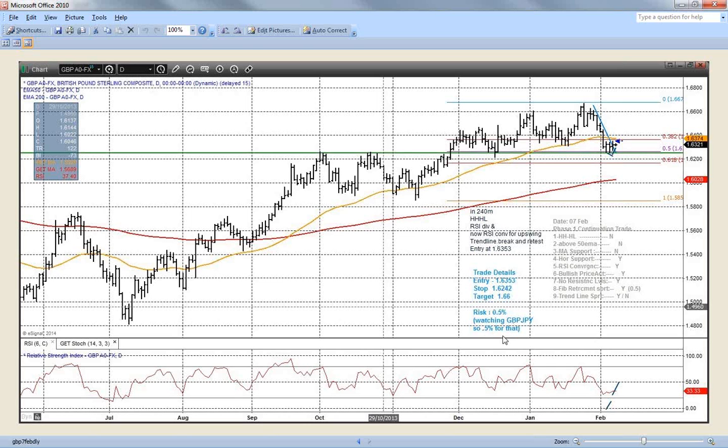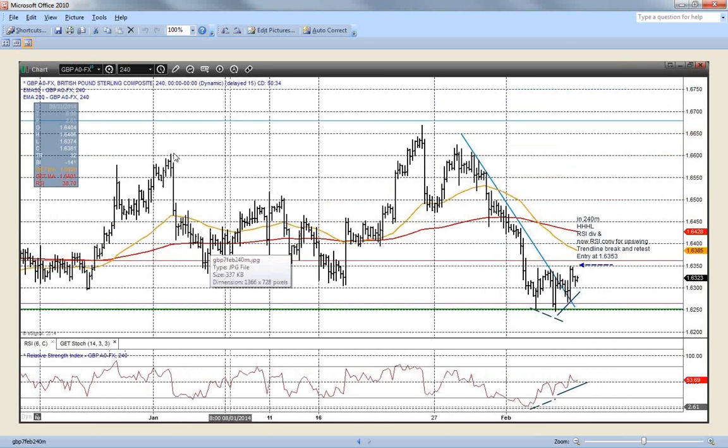0.5%. Watching pound yen. So this is the 4 hour. Okay. Yeah, you're getting that divergence there. Upswing trend line, break and retest. Yeah. Look, I prefer the daily on this one.